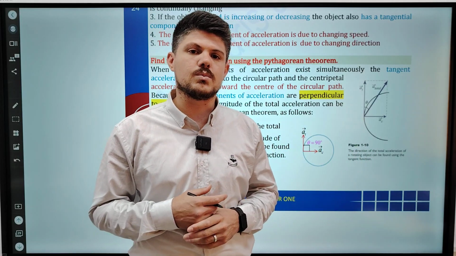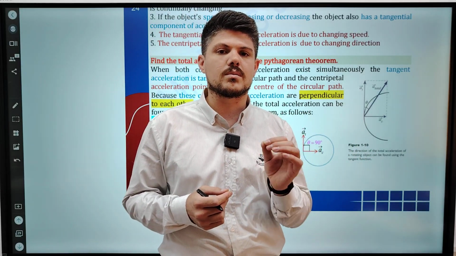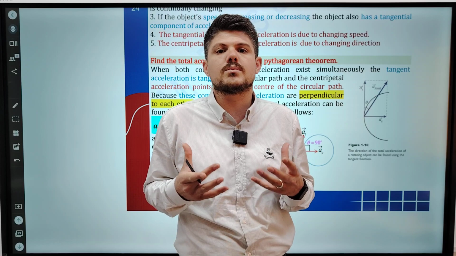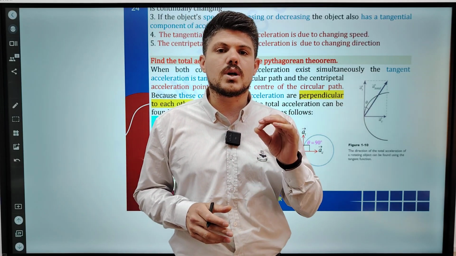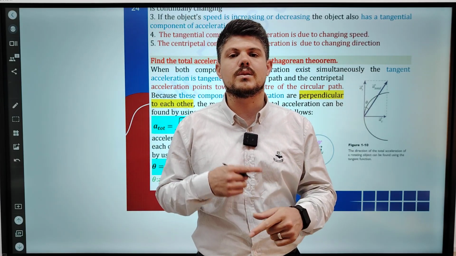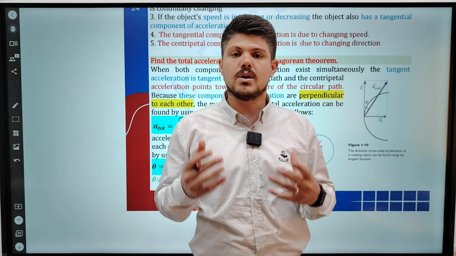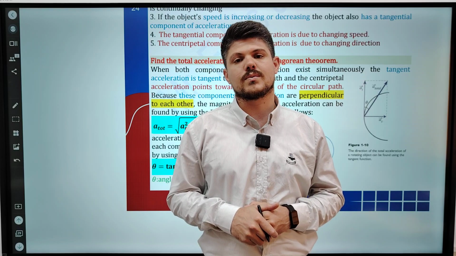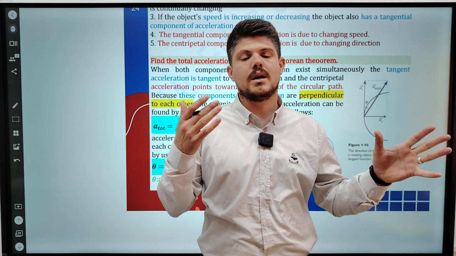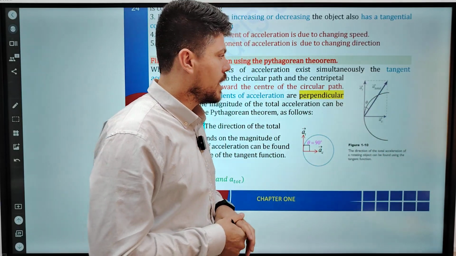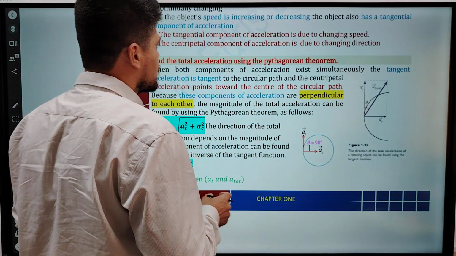But when the object is moving in non-uniform circular motion, what do you mean by non-uniform circular motion? It means the object is moving in a circular path with a varied speed, speeding up or slowing down. In that case, the object has both types of acceleration, tangential acceleration and centripetal acceleration. So let's get started with the new lesson.